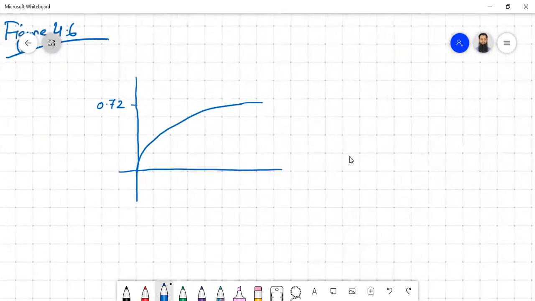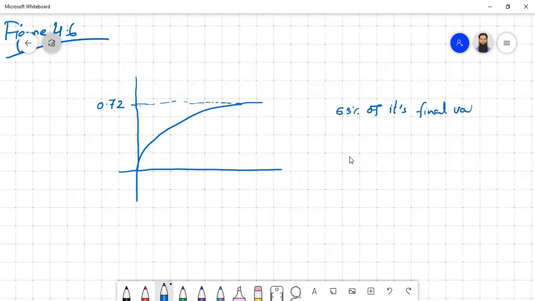Okay. So first of all, what do we know? The final value here is 0.72. This is what we know, the final value. And we also know by definition that the time constant is the time it takes to go to 63% of its final value. That will give you the time constant, which is nothing but 1 by A. So we have to figure out that time, the time it takes to reach 63% of the final value.